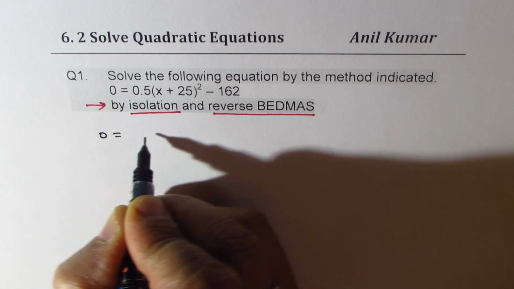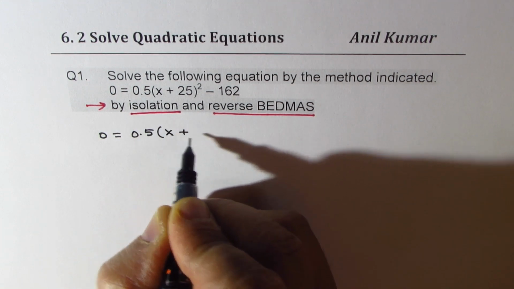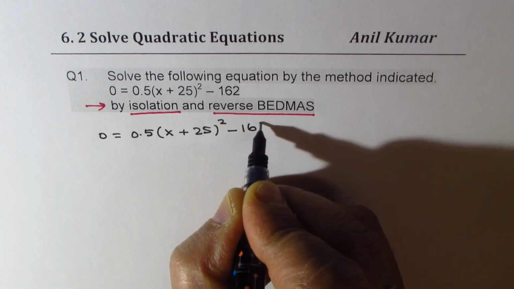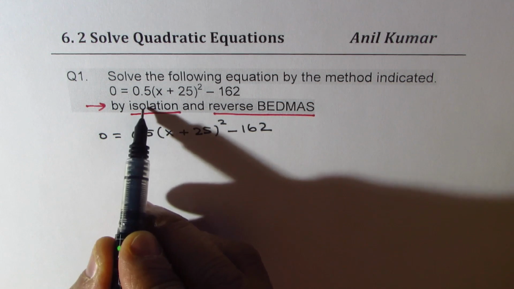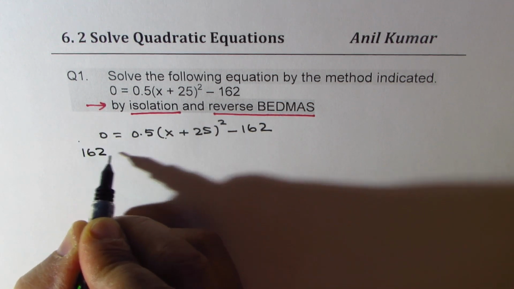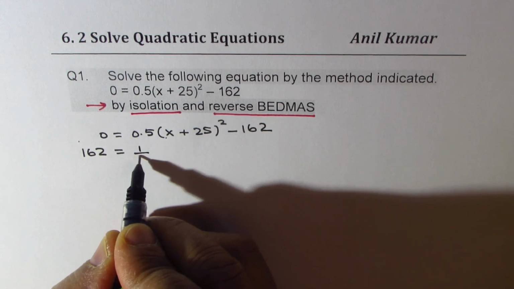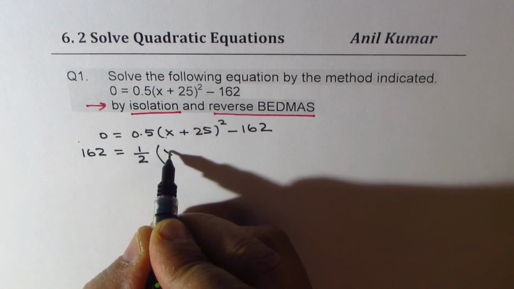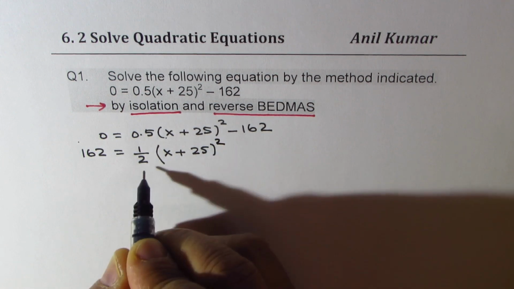We have 0 equals 0.5 (x plus 25) whole square minus 162. We need to isolate x. That's the first part. So bring 162 to this side. So we get 162 equals 0.5, which is half. See, I'm writing it in fractions. Normally, you avoid fractions. But I'm purposely doing it so that you understand fractions are friendly.